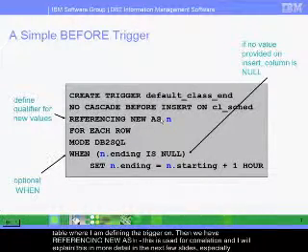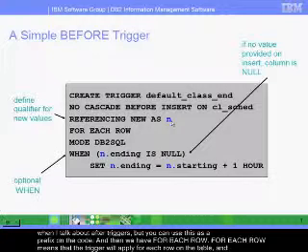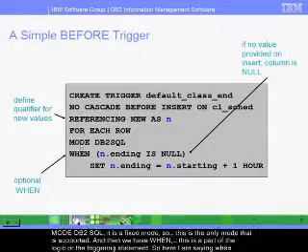Then we have referencing new as end. This is used for correlation, and I will explain this in more detail in the next few slides, especially when I talk about after triggers, but you can use this as a prefix on the code. And then we have for each row. For each row means that the trigger will apply for each row on the table. And mode db2sql, it is a fixed mode, so this is the only mode that is supported. And then we have when. This is the part of logic or the triggering statement.